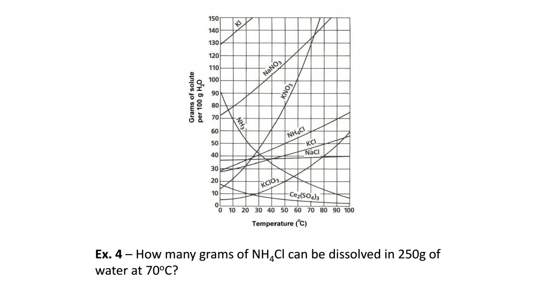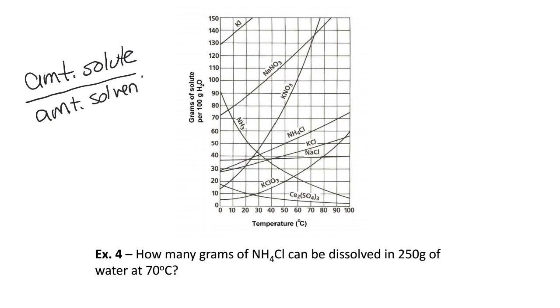Okay, so for this example, we want to know how many grams of NH4Cl can be dissolved in 250 grams of water at 70 degrees Celsius. Well, the proportions that we're going to be using for all of these is the amount of solute, remember, that's the salt, per amount of solvent. And in these curves, that's the water. So I'll put water underneath.